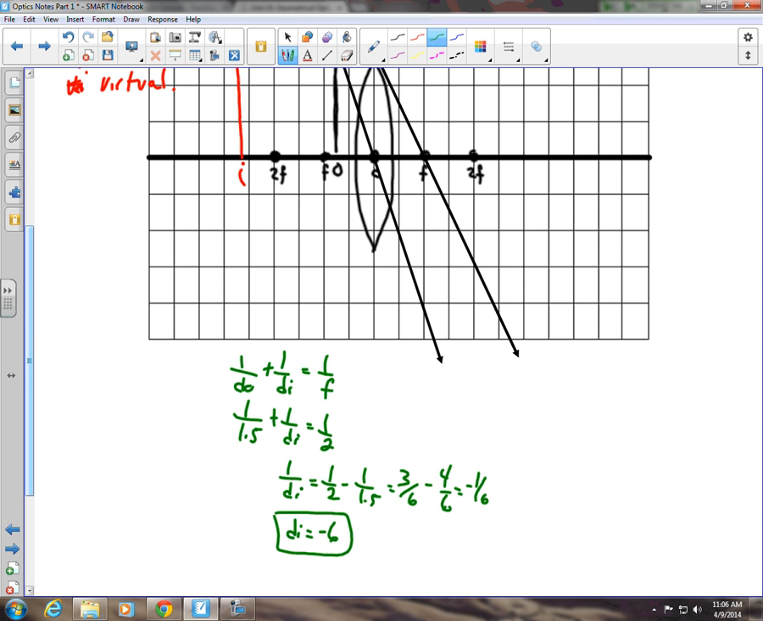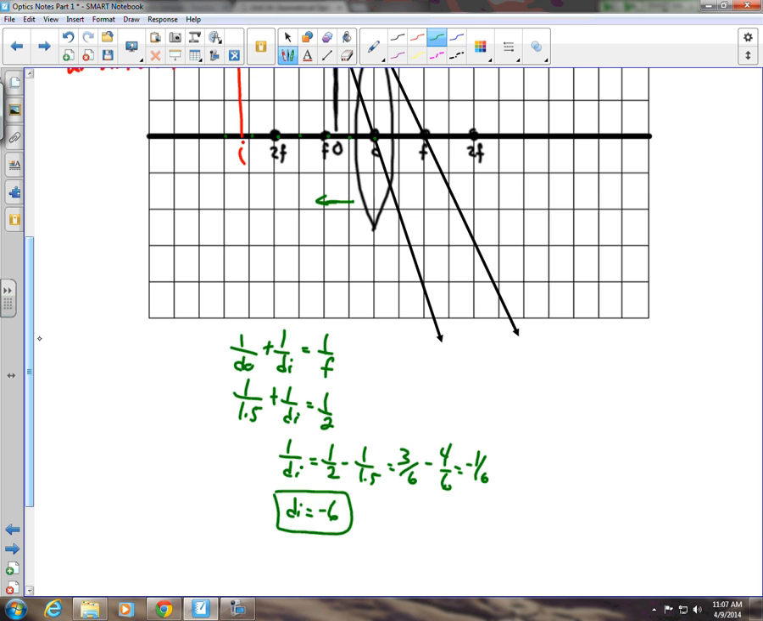The minus means it's back on this side of the lens. If I count back from here, 1, 2, 3, 4, 5, 6. It looks like we're a little off in our diagram, and that's okay. They don't have to match perfectly, but they have to give you the same basic result. So the negative means it's on the left side of the lens and that it's virtual. Virtual images will always have negative values for the DI.